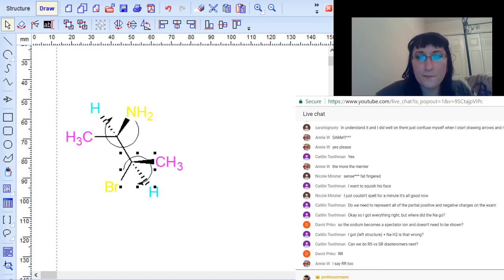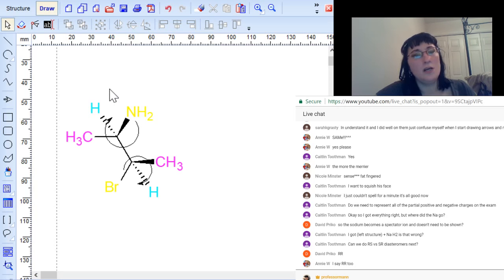So that's also R. So David and Annie, you get a star. Very nice. So I want you to think about how you could draw the enantiomer of this. What would the stereochemistry of the enantiomer be, and how would you go about drawing it? There's more than one way. I'll give you a second to answer in your mind or on paper.